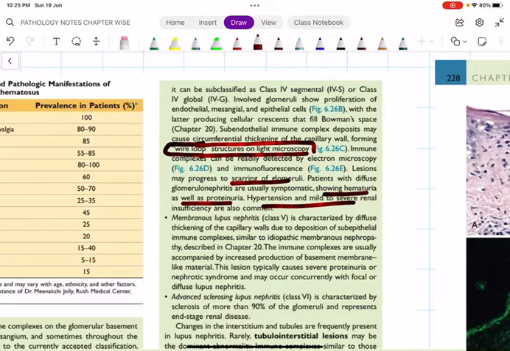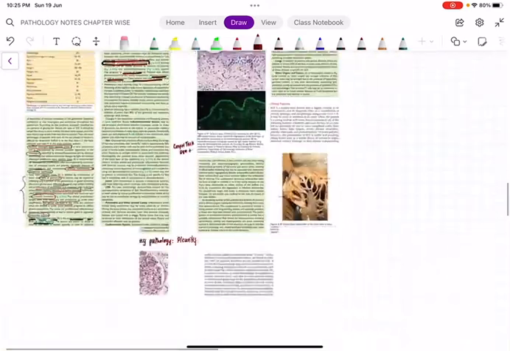Straight away MCQ question: which of the following is the most common and the most severe form of lupus nephritis? The answer is diffuse lupus nephritis, that is class 4. More than 50%, it may be either segmental or global. There will be crescent formation and wire loop structures. I have written it here.